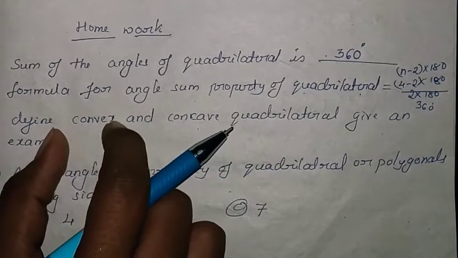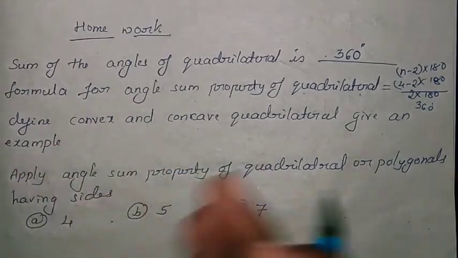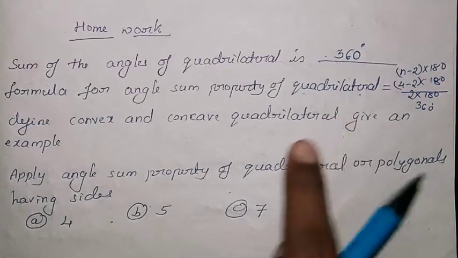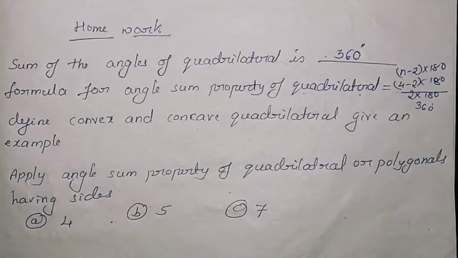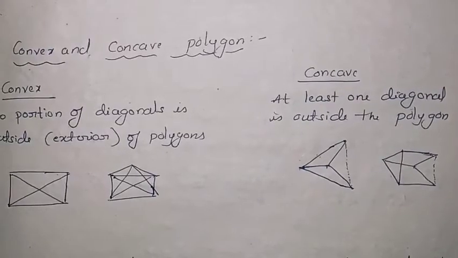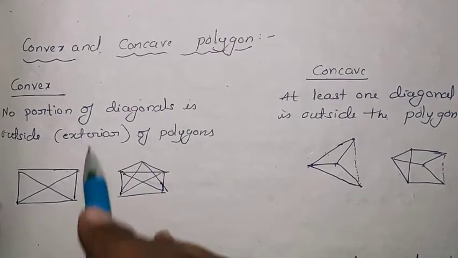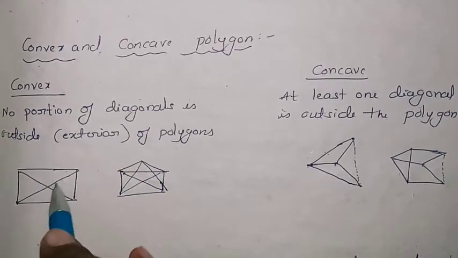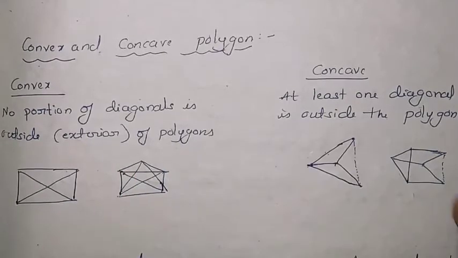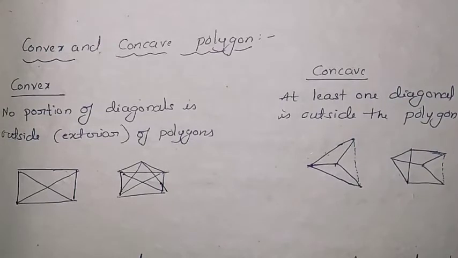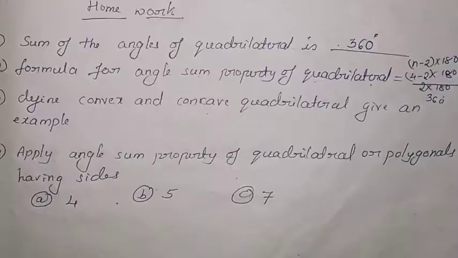A convex quadrilateral is one which has the diagonals inside the quadrilateral, and concave means the diagonal is outside. If the diagonal formed is outside, that quadrilateral is a concave quadrilateral. If no portion of the diagonals is outside, that means the diagonals formed are inside, that is called a convex quadrilateral. If the diagonal formed is outside, that is called a concave quadrilateral. So this is about the third question.